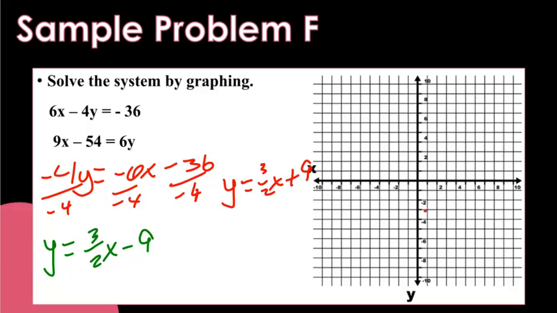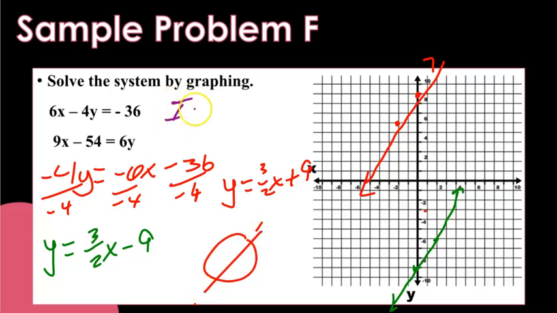Now the slopes are the same, so they are going to be parallel, but let's graph it. Point at -9, goes up 3, 1, 2, 3, to the right 2. So this line looks like this. The other one, the red one, plot at 9, down 3, to the right 2. This one's going to go up like this. They are parallel, no solution. We would consider this one inconsistent.